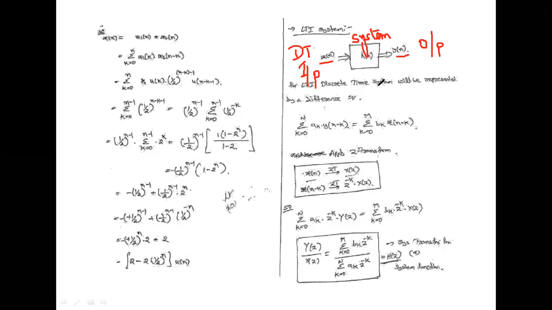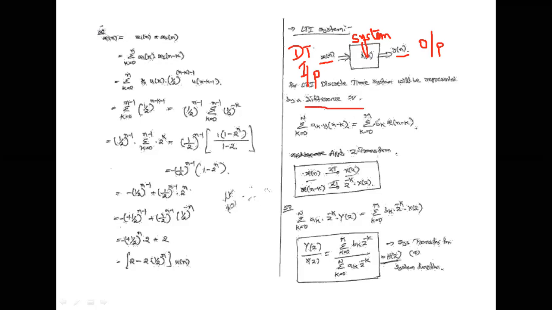A linear time invariant discrete time system is represented by the difference equation. Remember, my dear students, by the difference equation. What is the difference equation? Sum of k equal to 0 to N, a suffix k, y of n minus k, is equal to sum of k equal to 0 to M, where M is capital, b suffix k, x of n minus k. So in the difference equation, x is the input and y is the output function. Here the input is represented as x of n minus k.